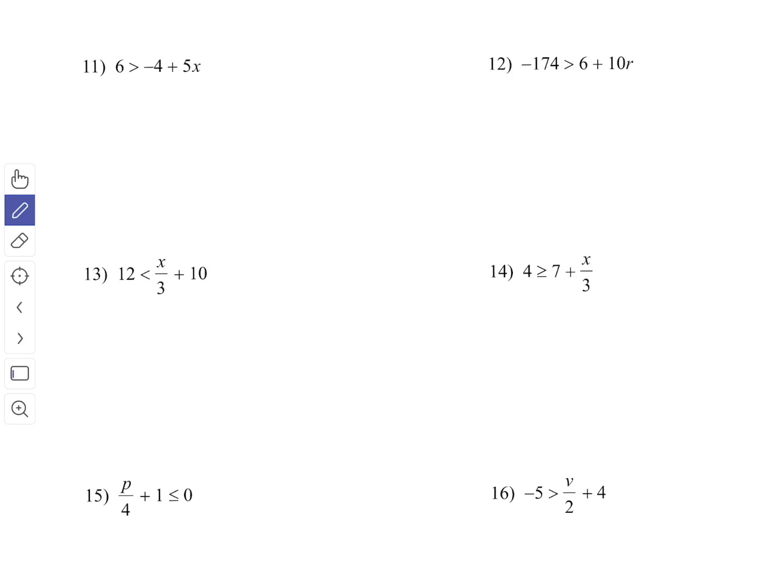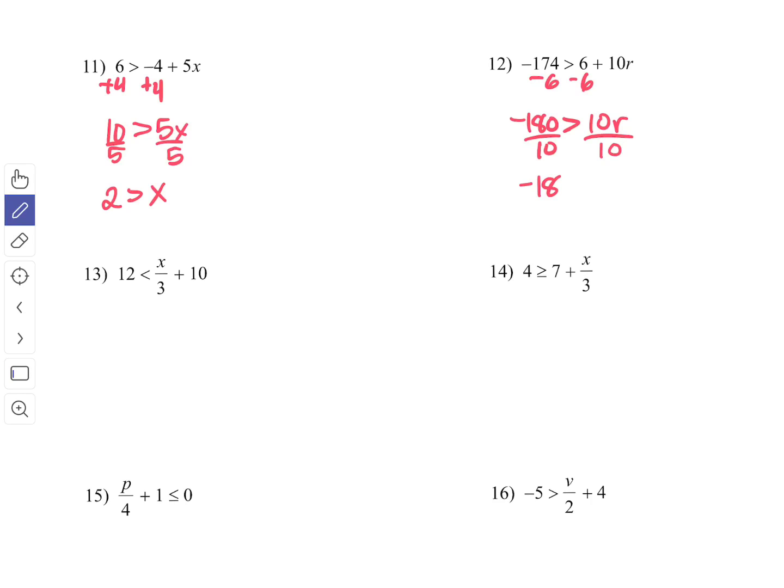All right. So we're just going to keep on doing these problems. Add 4 to both sides. 6 plus 4 is 10, is greater than 5x. Divide by 5, and 2 is greater than x. So as you can see, we're basically doing the same thing that we've been doing with equations. The only difference is we are now dealing with inequalities. Okay, notice negative stayed negative, so my sign stays the same.